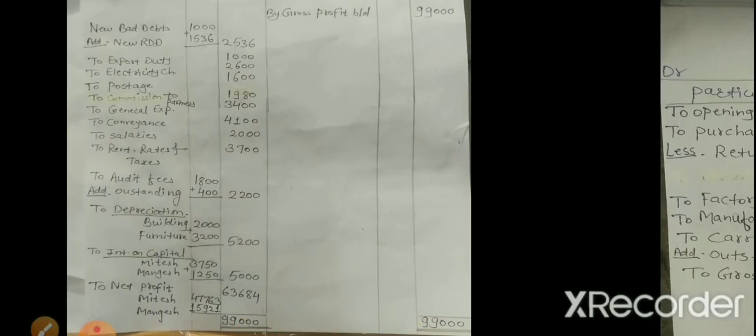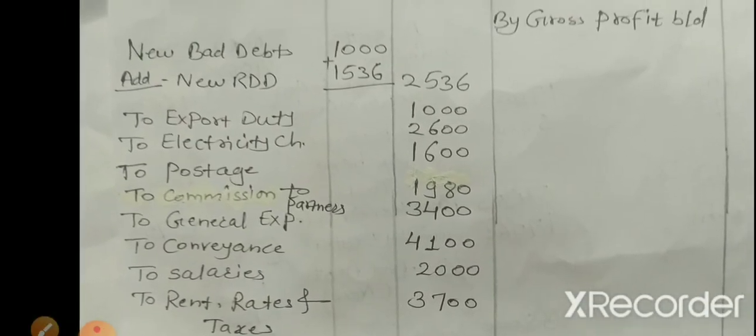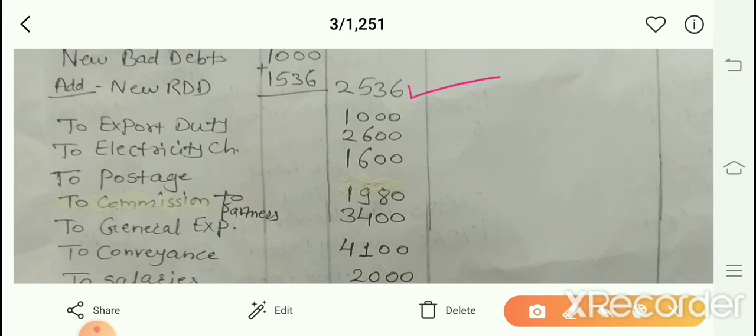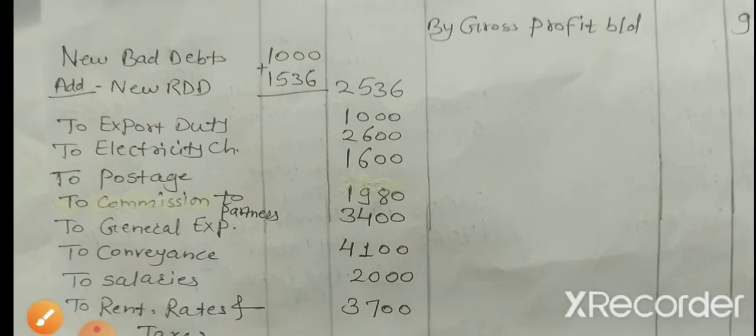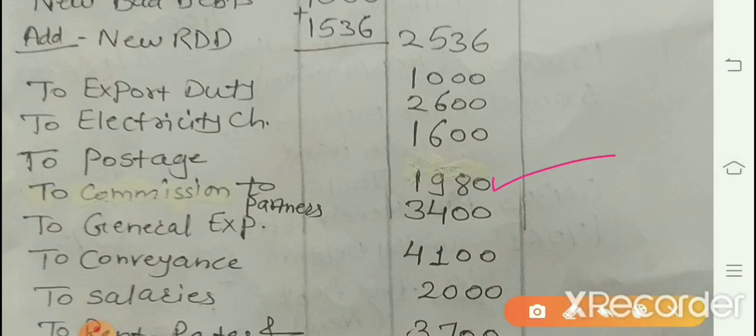Now this is our profit and loss account. See the debit side of profit and loss account first. New bad debts, as per our adjustment we have written. In that we have added new RDD. Total loss on bad debts is 2,536. So this is the loss on bad debts. Next, export duty, electricity charges, postage. Next, to commission to partners, this is what we have calculated now. To commission to partners, Mitesh 990, Mangesh 990. By this way I have written the total of commission which is allowed to partners.